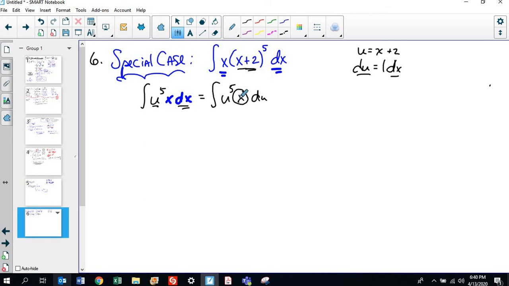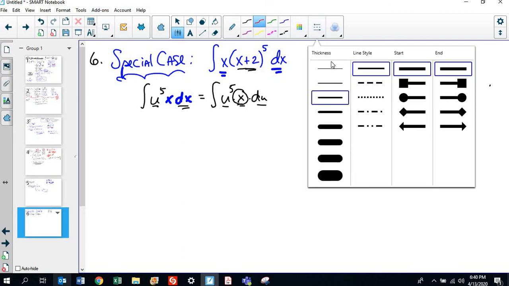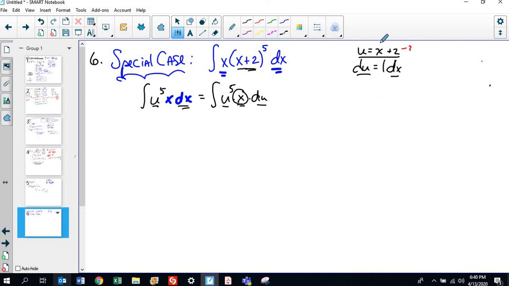And I just talked about constants being pulled out, and x is too complex to pull out. You can't do it. I have u to the 5th, I got a du, but I still have an x. I'm stuck. Well, I'm not stuck, and that's only because I know what to do. I'm not stuck because if u equals x plus 2, what happens if you subtract 2 from both sides of this basic equation? You solve for x. You get x is equal to u minus 2.